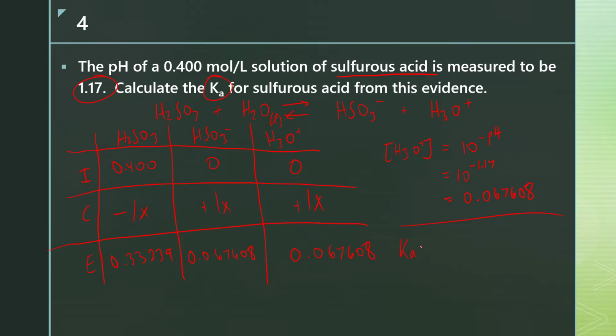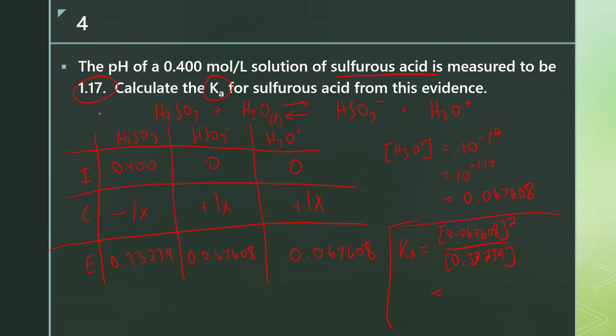So Ka, just box this away just so we don't get confused. Ka is going to equal our products. That's both these numbers here. I'm going to be lazy and say 0.067608. Since there's two of them, I could write the number again, but I'll just say squared, because multiplying it by itself is the same thing as squaring it. Anyway, and then this one, that'd be 0.33239. Throw that in your calculator.